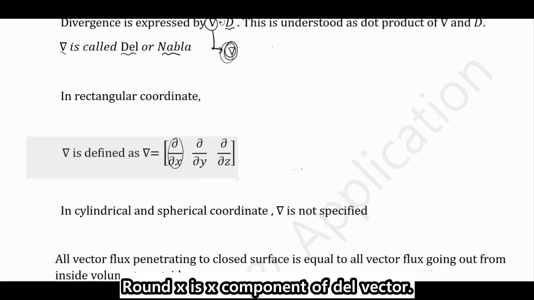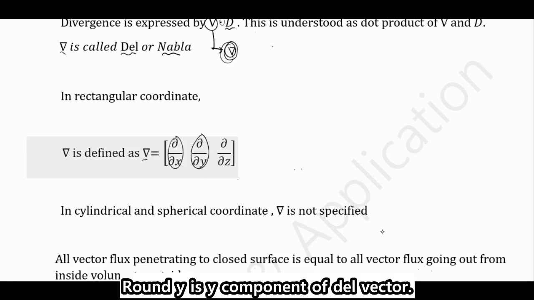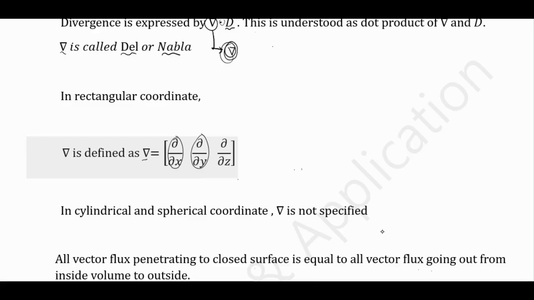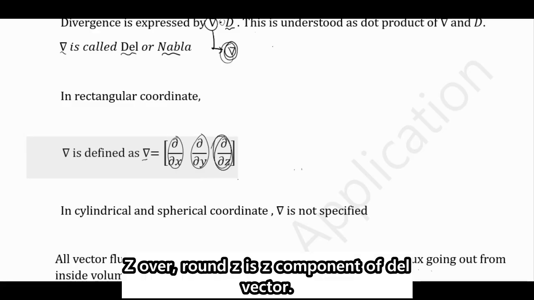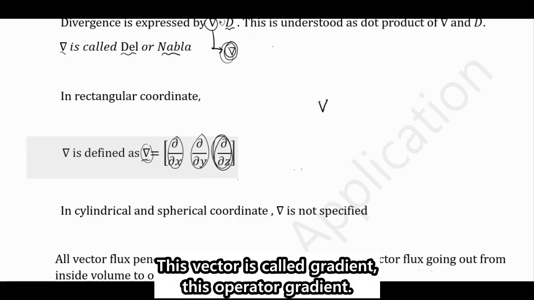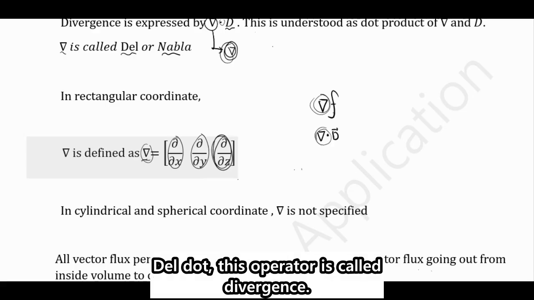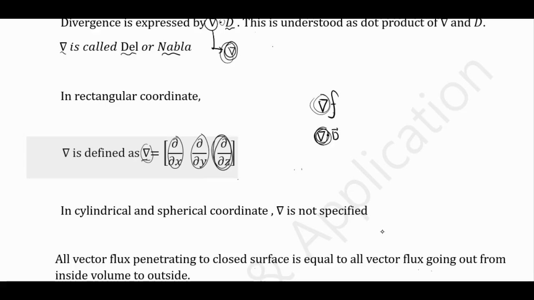Round x is the x component of the del vector. Round y is the y component of the del vector. Round z is the z component of the del vector. We make a del operator using the del vector. This vector is called gradient. This operated gradient. Del dot, this operator is called divergence.